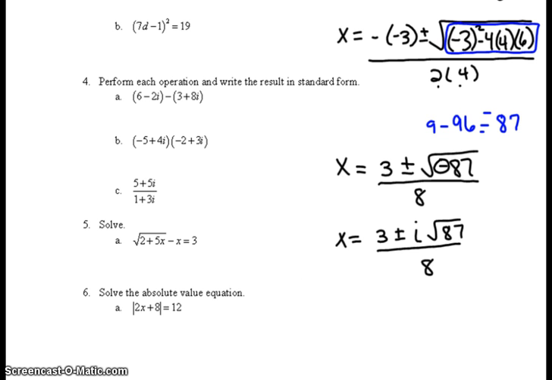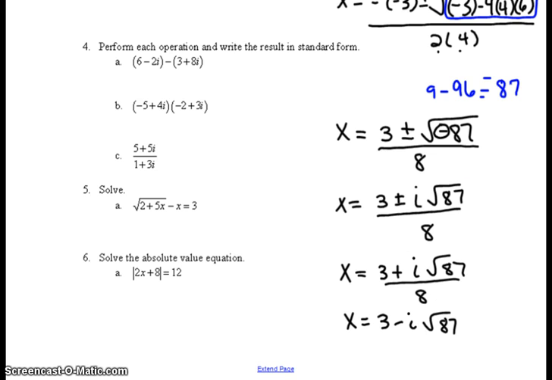So our answer: x is equal to 3 plus i square root of 87 over 8, and x is equal to 3 minus i square root of 87 over 8. So that leaves us with 2 answers.